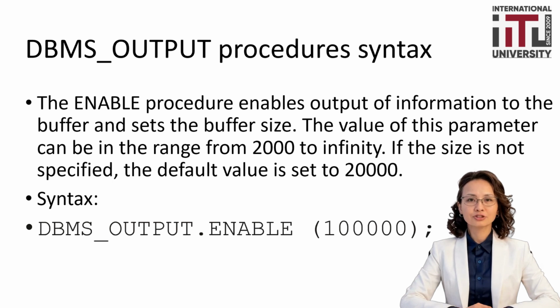The ENABLE procedure in the DBMS_OUTPUT package activates output to the buffer and sets its size. The buffer size can range from a minimum value up to infinity, with a default value if unspecified. For example, use DBMS_OUTPUT.ENABLE to set a specific size.